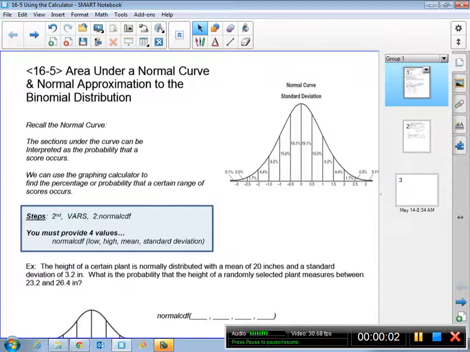This should be a quick lesson. You need your calculator out. We're going to examine some of the things that are useful on your calculator if certain questions come up on the Regents exam. So the title of 16.5 is the area under a normal curve and normal approximation to binomial distribution.